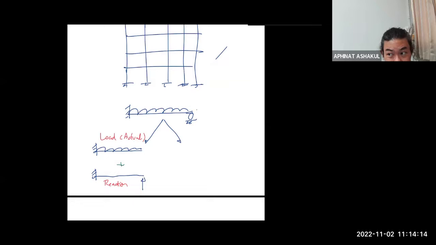Can you think of another way? Change the fix to the hinge, right? That's correct. You can also do this. Good. And now, what are we going to apply here, ladies and gentlemen? Excellent. We apply moment.